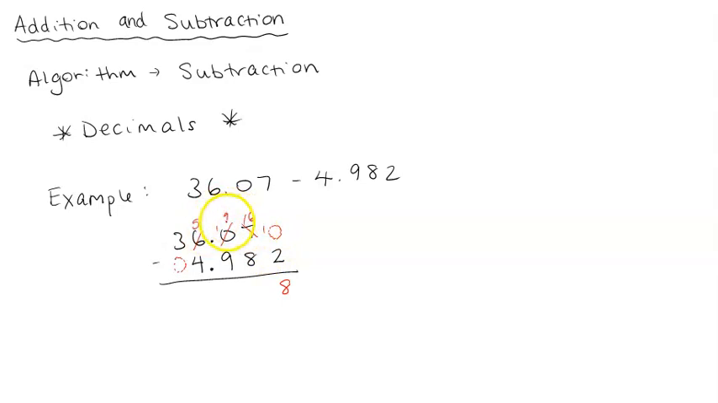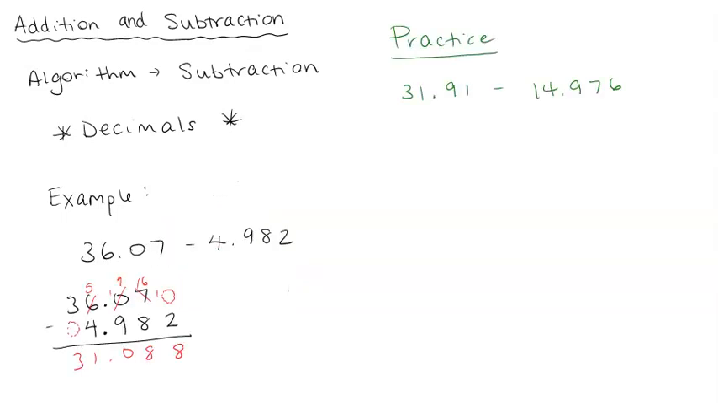It's a little bit of a process, but you just go until you find something you can borrow from. 16 minus 8 is 8, 9 minus 9 is 0, 5 minus 4 is 1, 3 minus 0 is 3. And there we go. Now you try one. Try 31.91 subtract 14.976, and then check your answer.